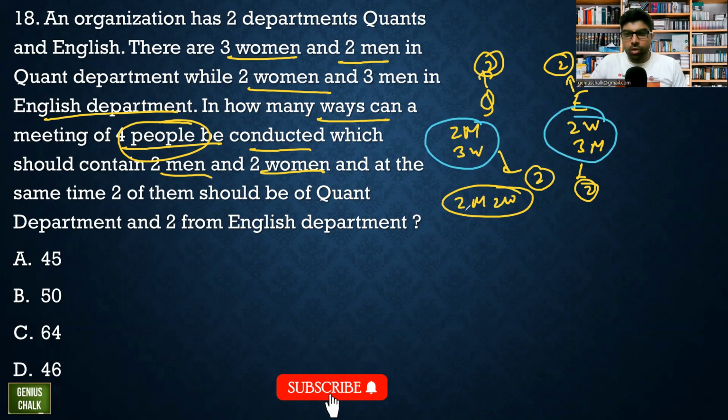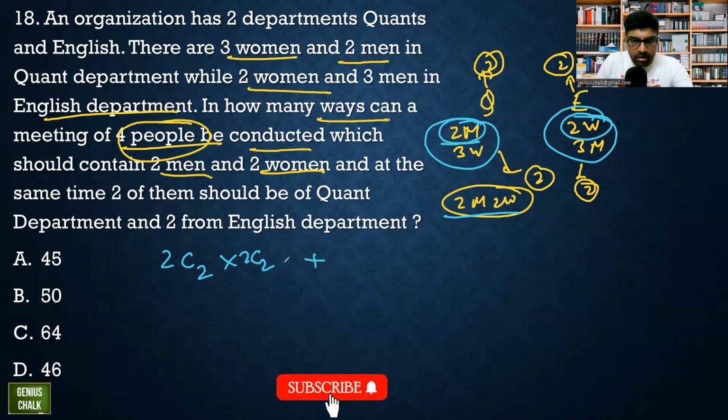So from here we need 2 men, 2 women. Let's say the first case is both the 2 men, you select both the 2, and from the 2 women you select both the 2. First case. Second case, from 3 men you select 2, and from 3 women also 2. These are 2 cases, right?